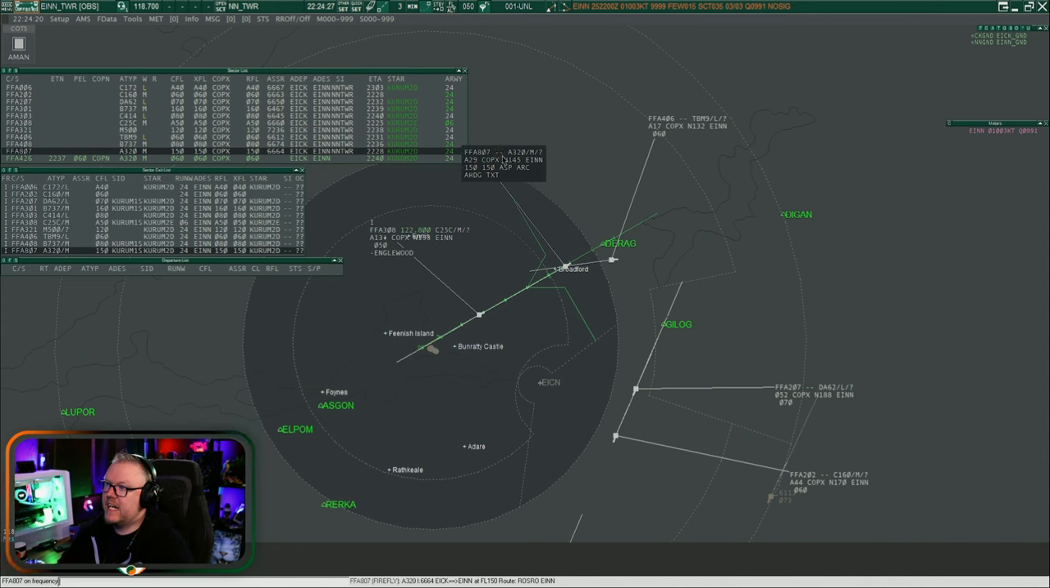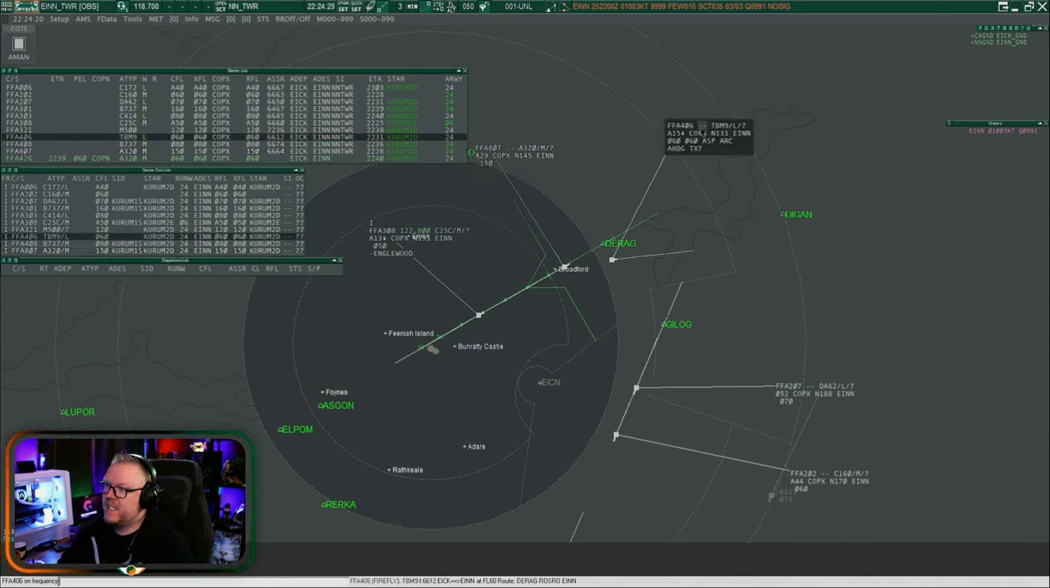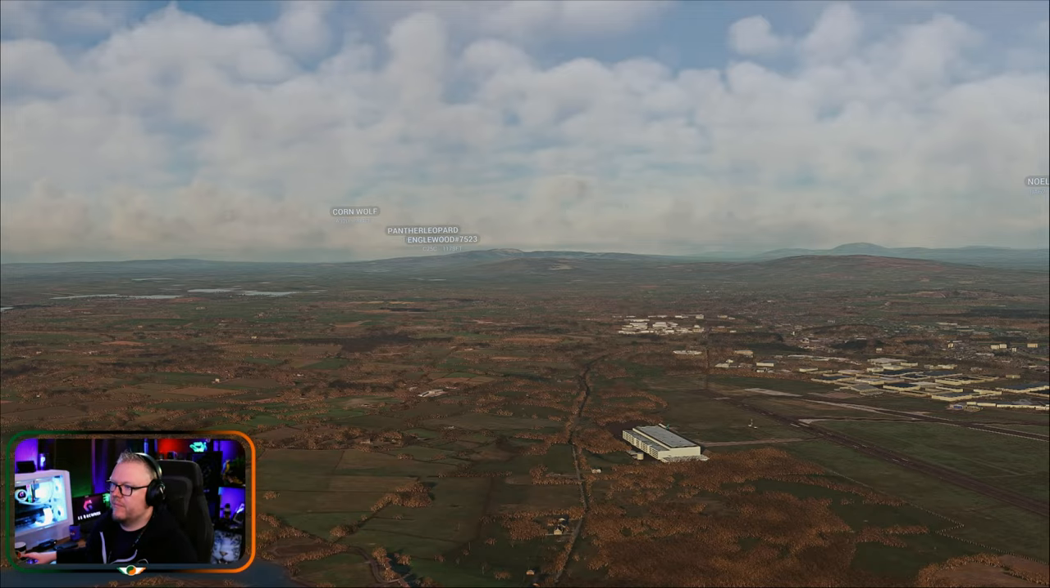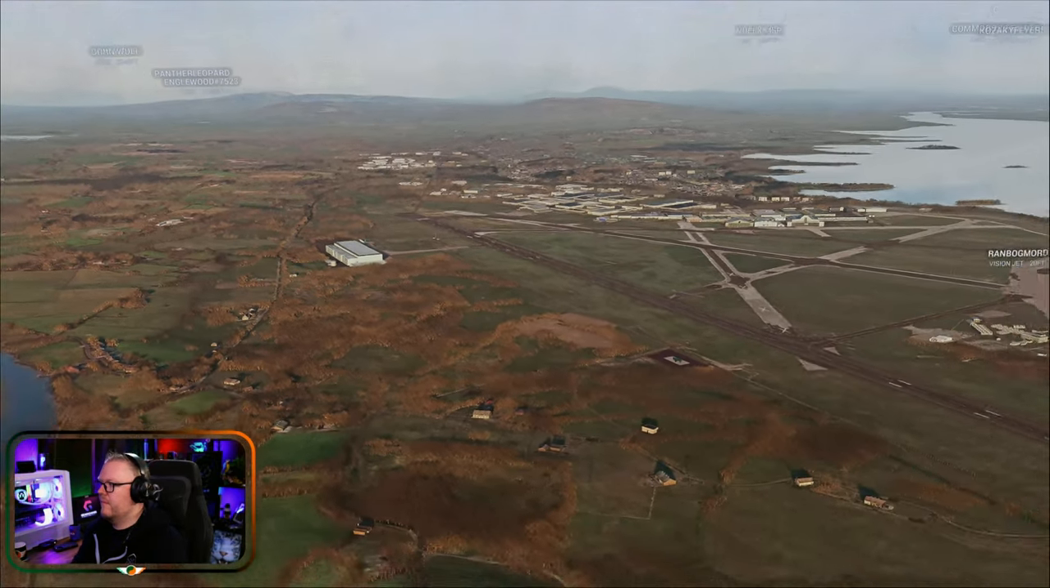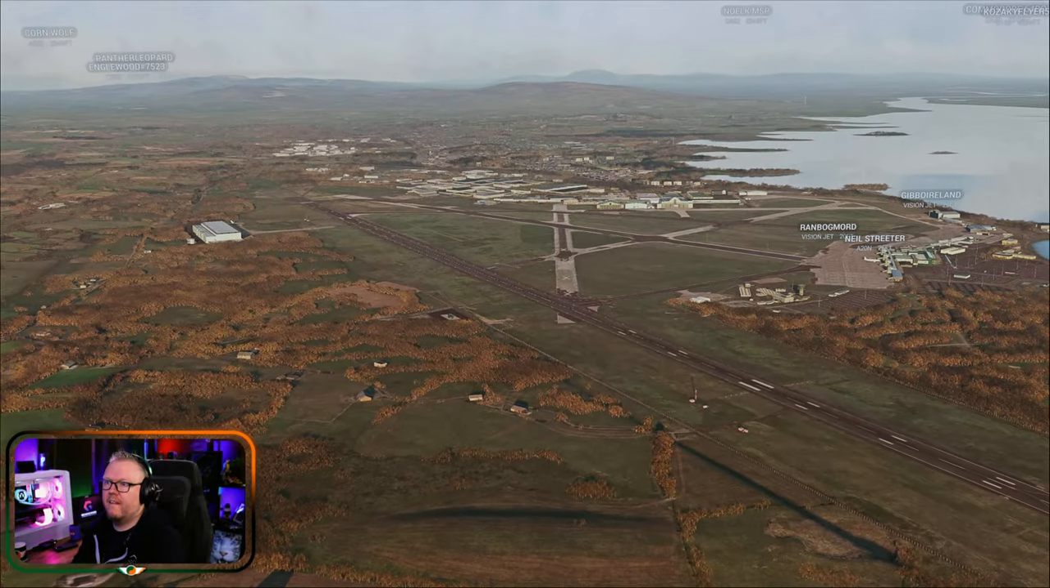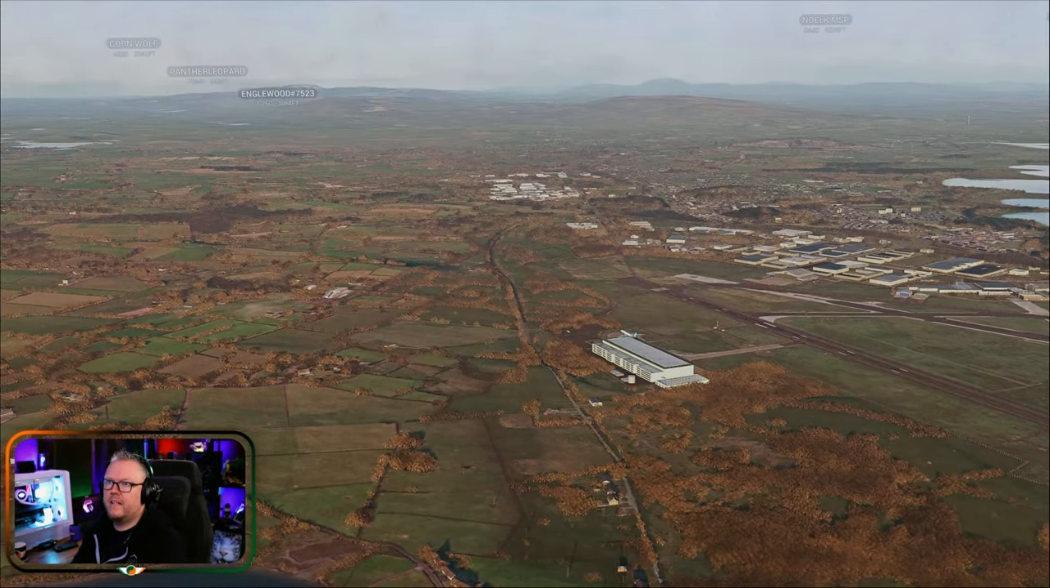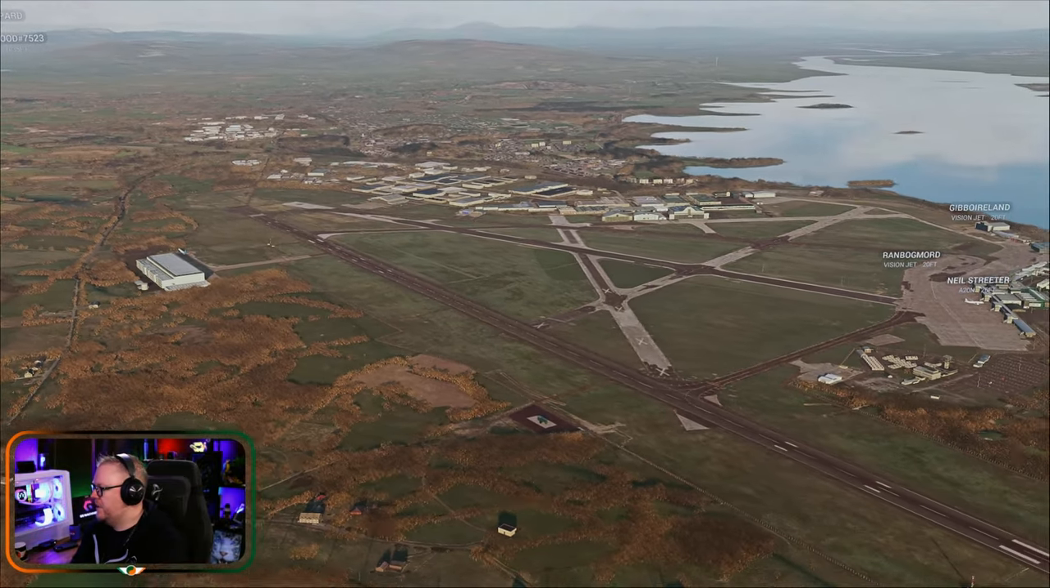So this is the challenge now. 807 is established. 406 is coming in right behind him, but it looks like he's giving him a bit of space. This'll be interesting. So we have 308. There he is there at 1,000 feet. He's on final approach.